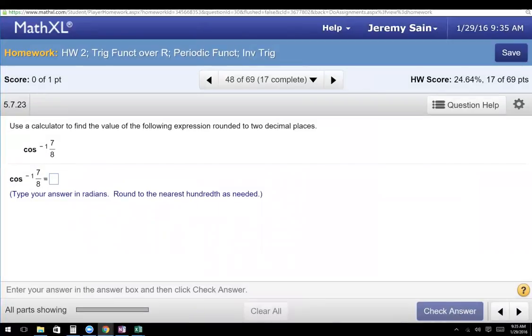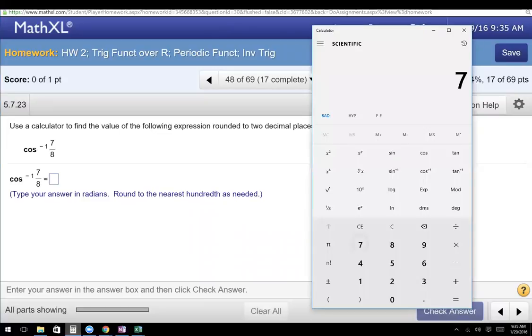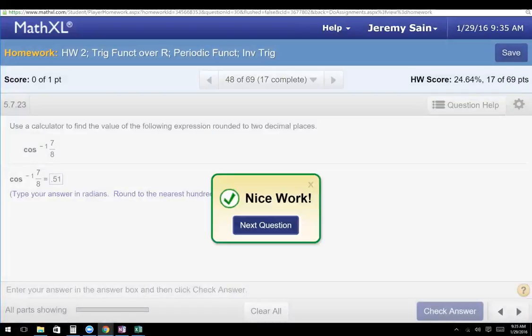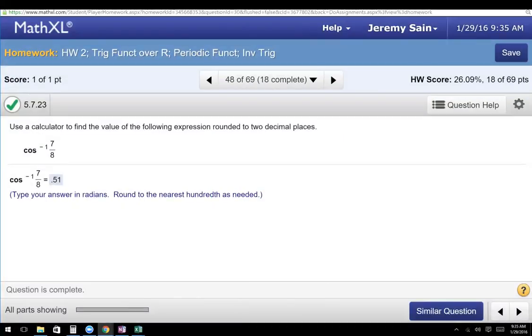It won't always work. But that's kind of the reason people invented radians, because if an angle is very, very small in radians, sine of theta is very close to theta. And that was the reason for inventing radians. Okay, so 7 over 8, and inverse cosine is 0.50. Nearest hundredth would be 0.51. Michaela's very, very happy right now. I can see it in her eyes.